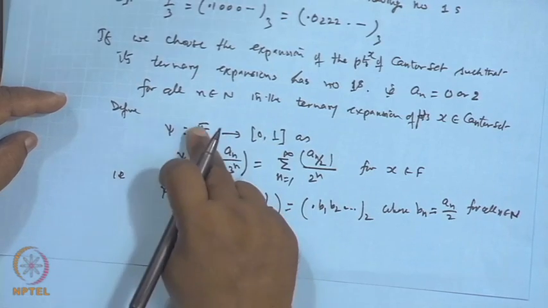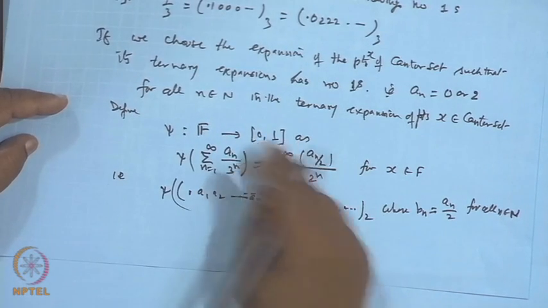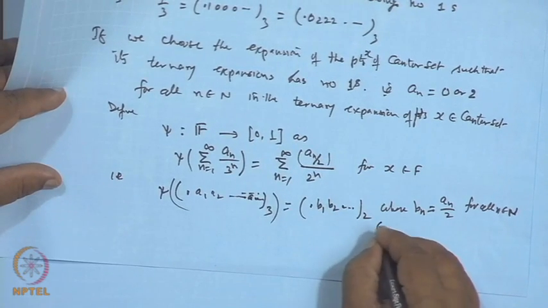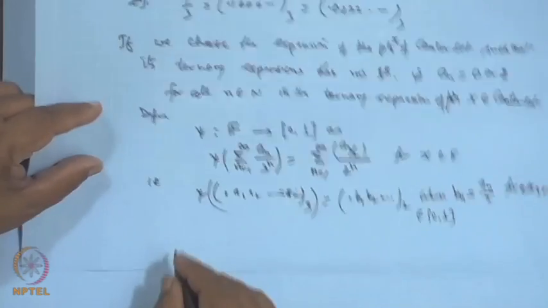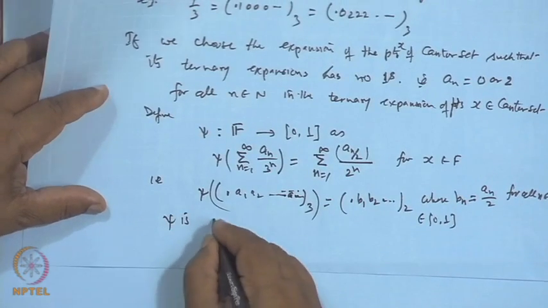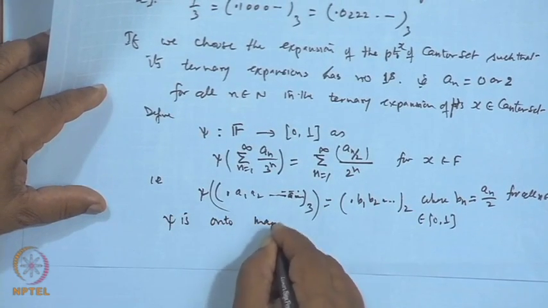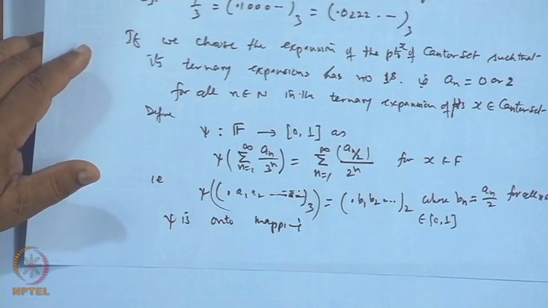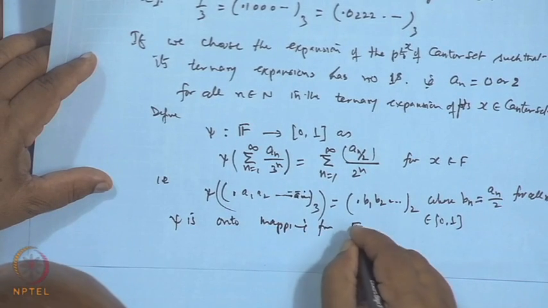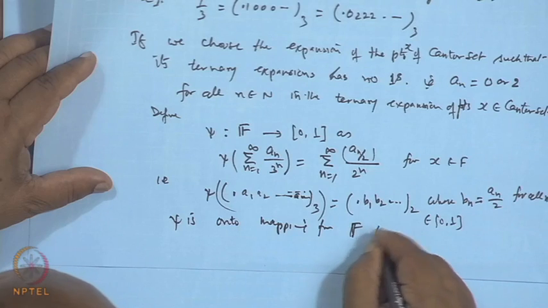So each point which is in F will have a point in [0, 1]. So this psi is an onto mapping from F to [0, 1].